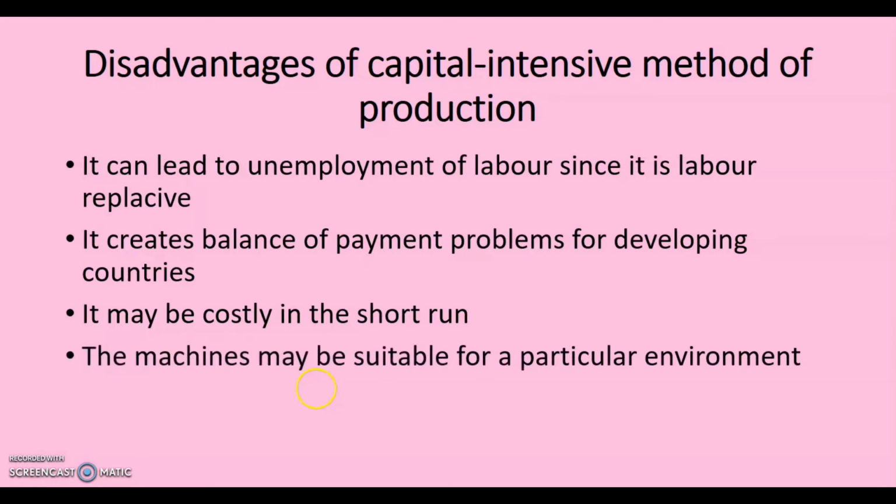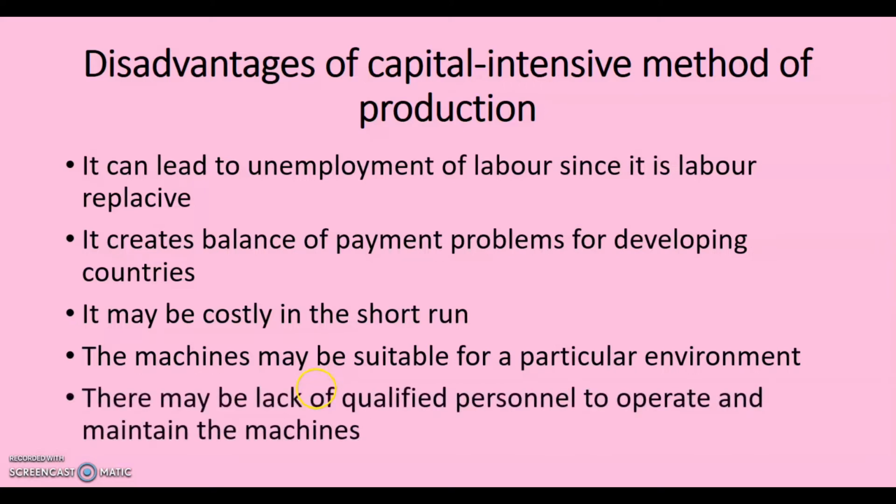Then the machines may be suitable only for a particular environment. Certain machines work in a particular environment and others do not work at all due to, let's say, the weather or climatic condition. But humans, wherever you take us to, we will be able to adjust to the system. Then there may be a lack of qualified personnel to operate and maintain the machines. If you are using capital intensive or machines, you need skilled labor or qualified personnel. So where you lack this personnel, it wouldn't be advisable to use the capital intensive method of production.